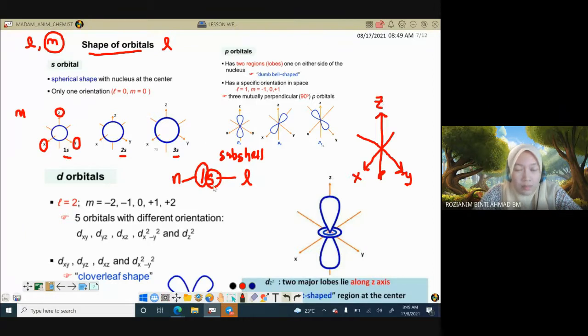Because it is an s orbital, the shape is spherical. Do you see, in terms of comparison, 1s, 2s, 3s, what is the difference? The size of the orbital.